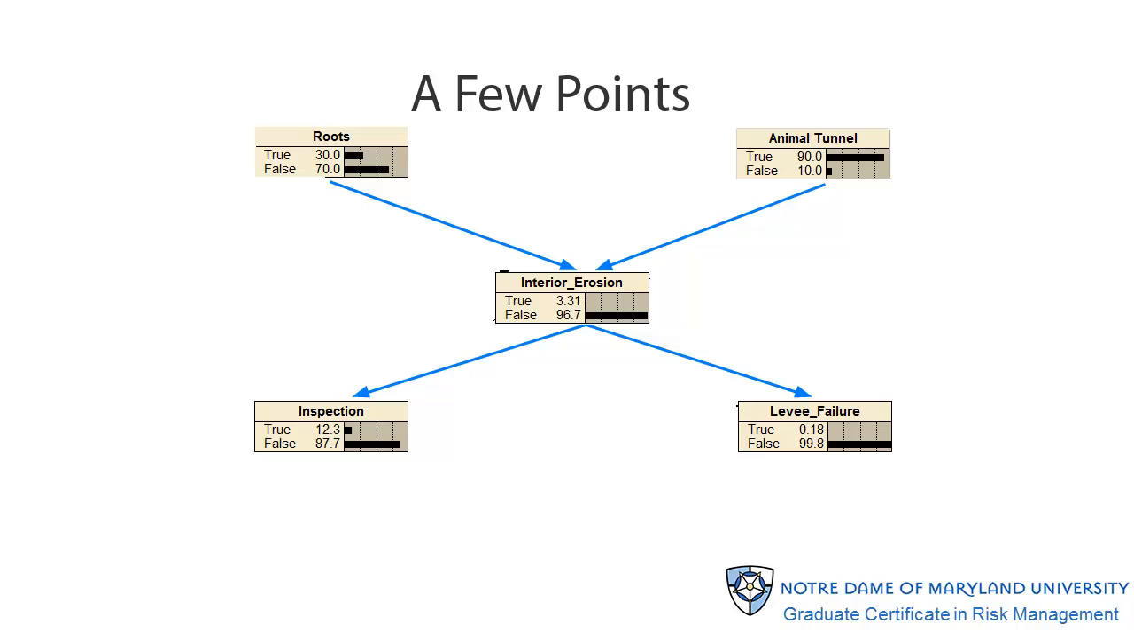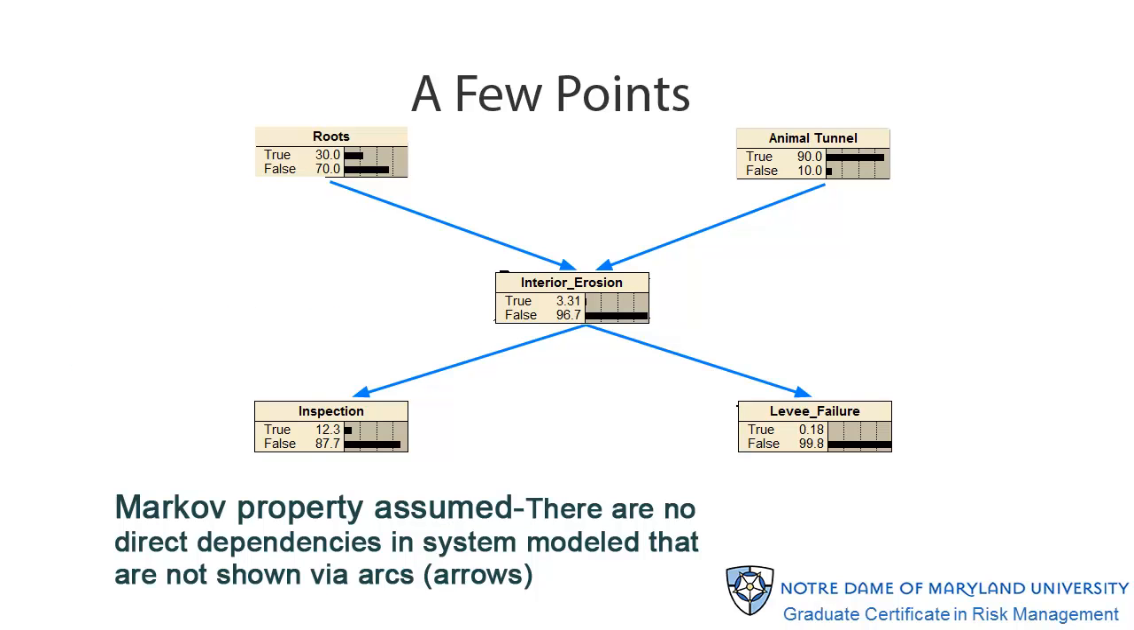There are a few points to understand about this kind of model. One of them is that although you can have more complex dependencies than seen in our simple example, you cannot have any cycles in the model. For example, you cannot have roots influencing interior erosion, influencing inspection, and influencing roots. The Markov property is also assumed to hold for the model. That means that all direct dependencies in the model are represented by the arrows. By the way, notice that the probability of levee failure is 0.18%. We're going to use that in just a moment.